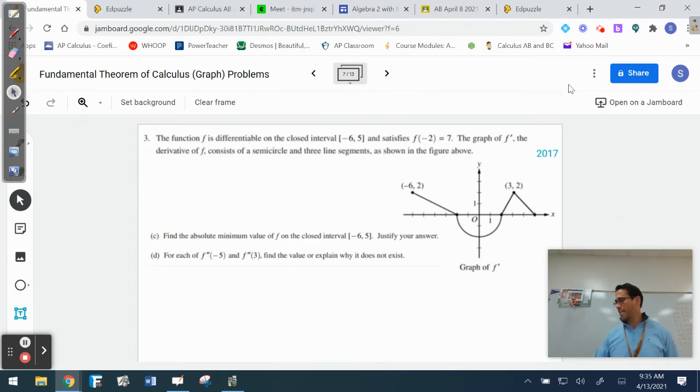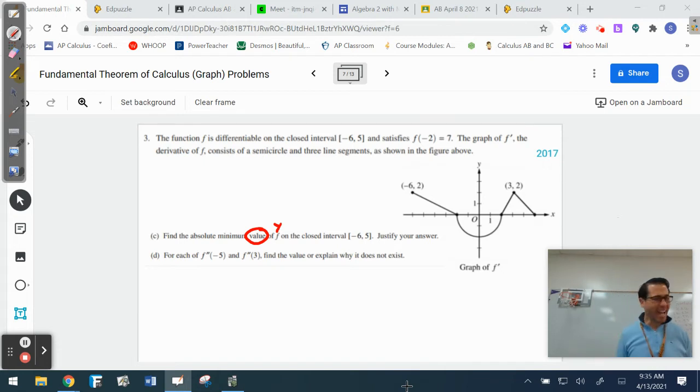All right, part C. Let's take a look at this. They're asking me for a min, and it says the absolute minimum value. Okay, we've got to really think here. So absolute minimum value. Now, when I see that word value, it means the answer has to be a y value on the closed interval from -6 to 5.